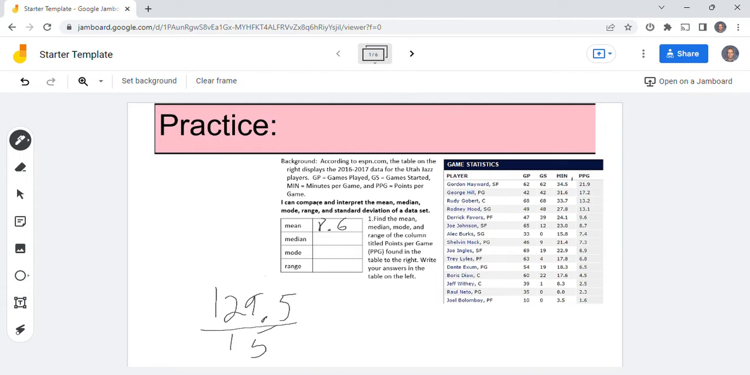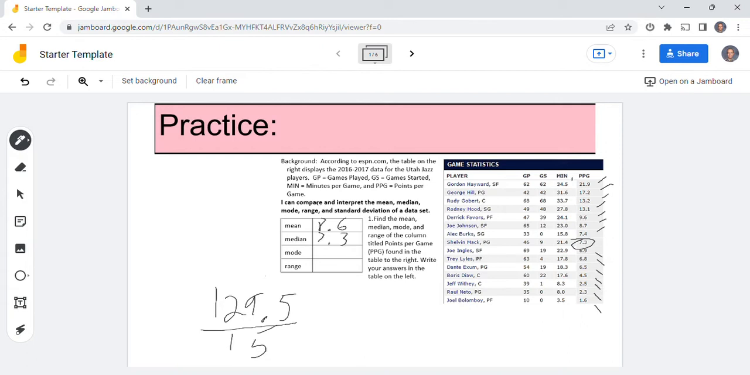The median is the middle number. Since there are 15 numbers, if I go 7 from the top and 7 from the bottom, I should find my middle one. So we go 1, 2, 3, 4, 5, 6, 7. 1, 2, 3, 4, 5, 6, 7. And we can see it leaves us with this middle number right there. So the median is 7.3.